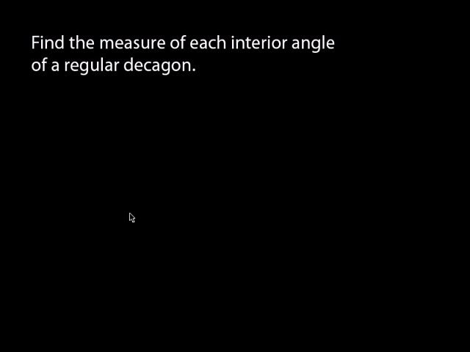Okay, I'm going to finish up this lesson with this last example. It says find the measure of each interior, okay, not the sum, but each interior angle of a regular decagon. Deca is 10, so it's a 10-sided polygon. There's two ways to do this. I'm going to show you both ways, and you can pick which way you like the best.